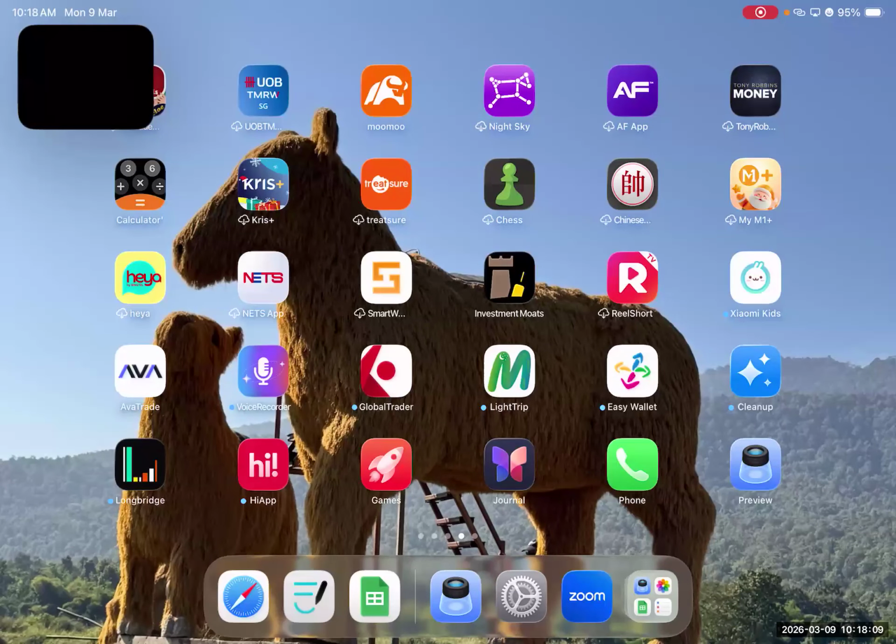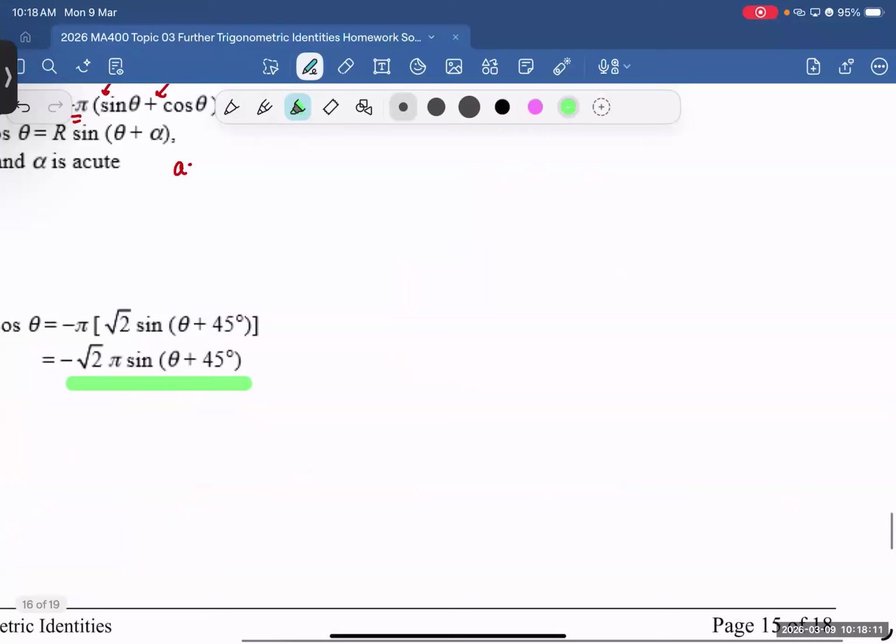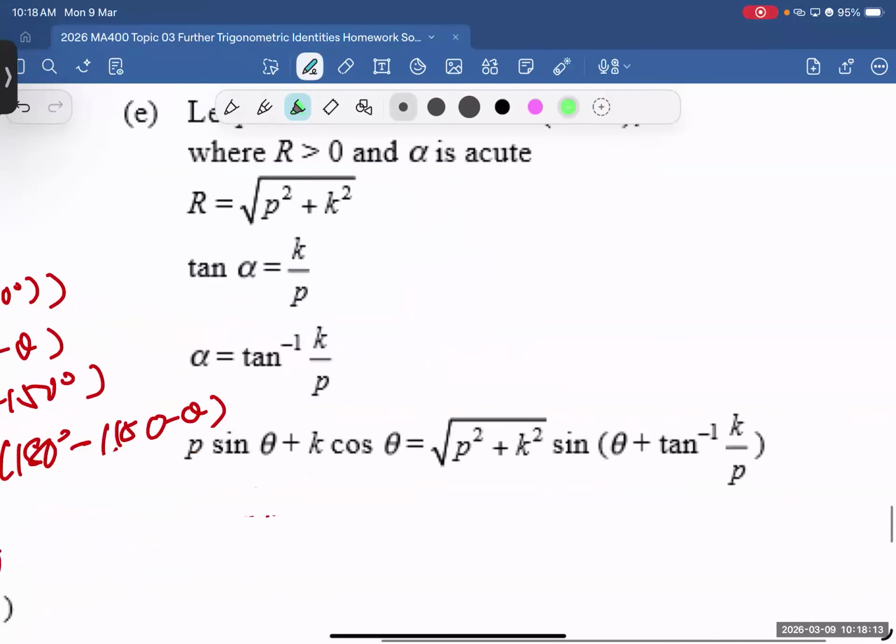Okay. E. E square plus K square, tangent inverse K over D. Disgusting. If you cannot get correct, you don't know why I ask. See again.